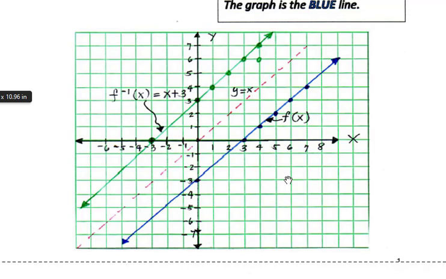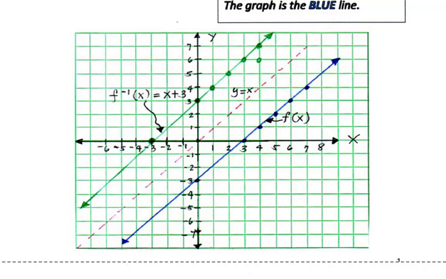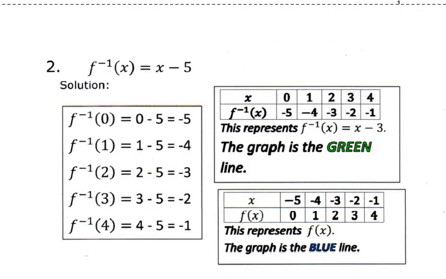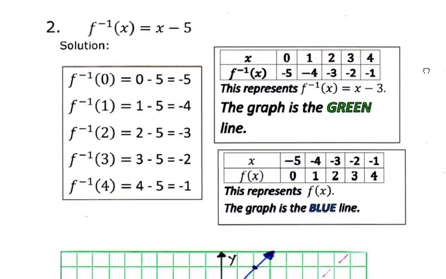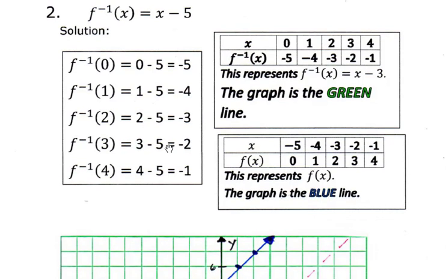So this is for number 1. We will proceed with number 2. We have f inverse of x equals x minus 5. Solution. This is similar to the previous example exercise that we had. So let me show you the graph.